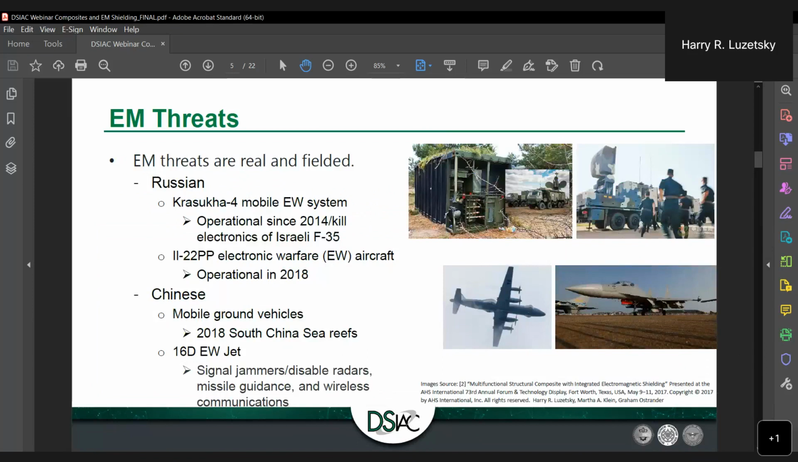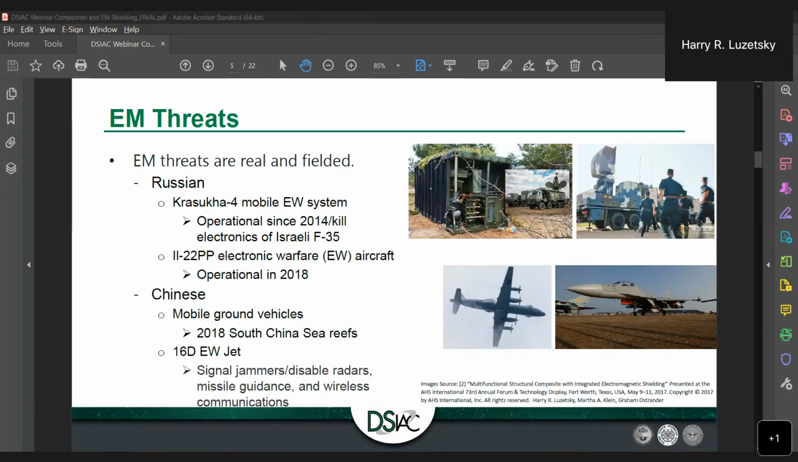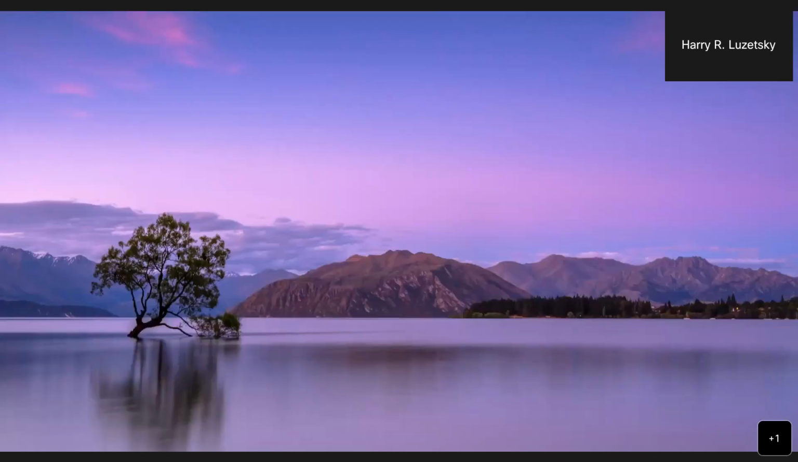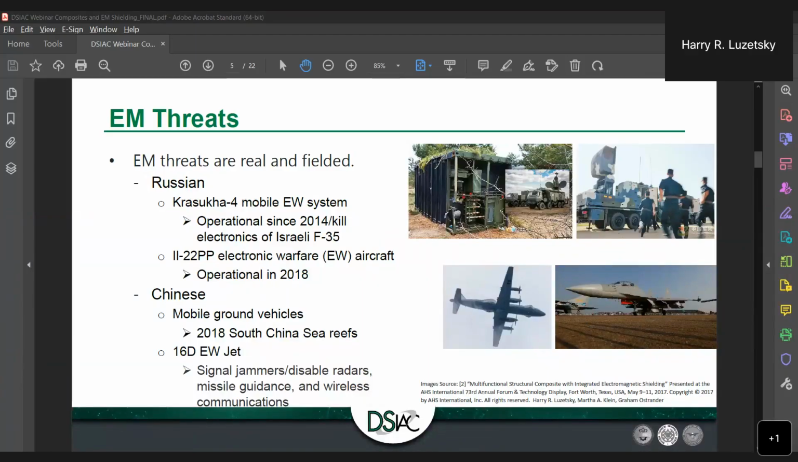For those who might say, well, geez, are these threats real? Well, they are. Here's some examples. Here is a Russian Krasukha-4 mobile electronic warfare system. This is one that was operational since 2014, and they did indicate that it did kill an Israeli F-35. You also have the 22PP for aircraft. It's operational since 2018. Chinese have mobile ground systems, and there's also EW jets as well for providing jammers to disable radar. So they are real. They are out there from a military aspect. Next.